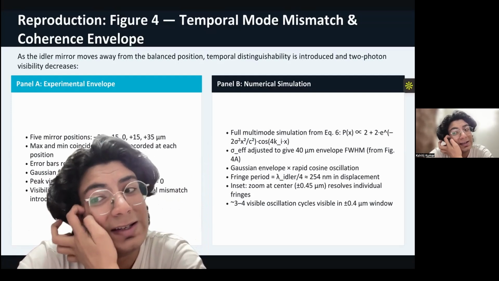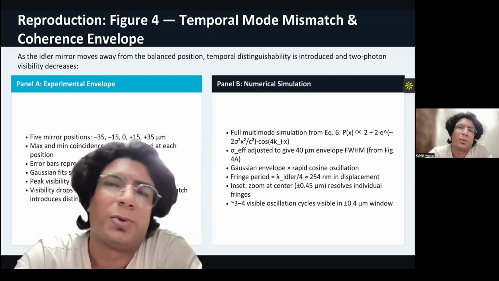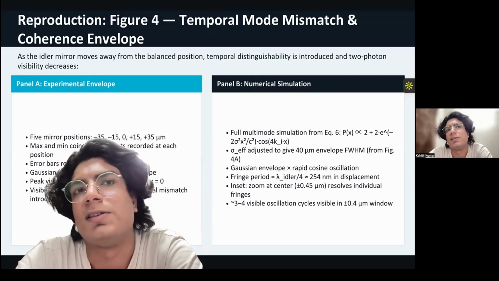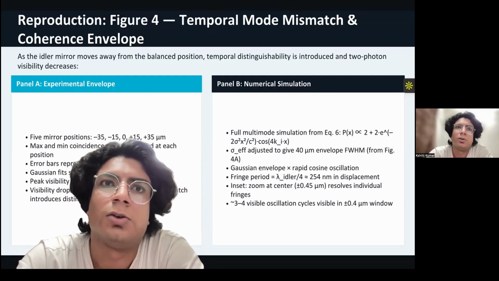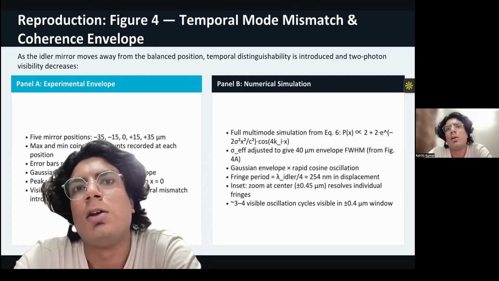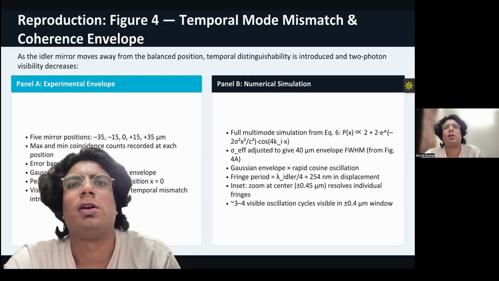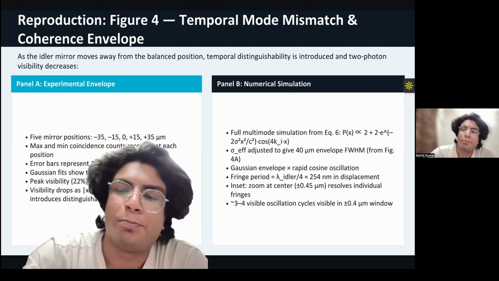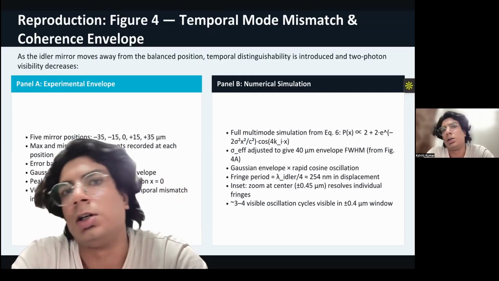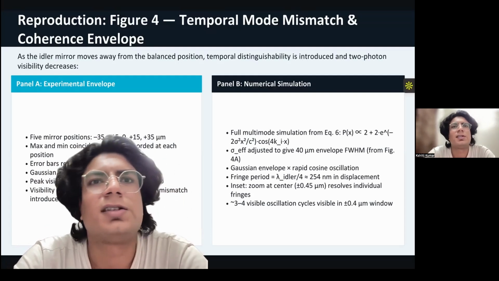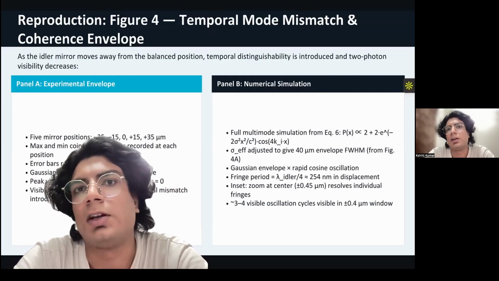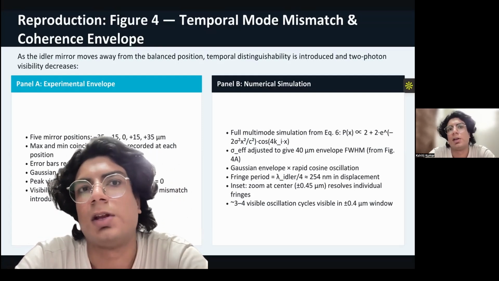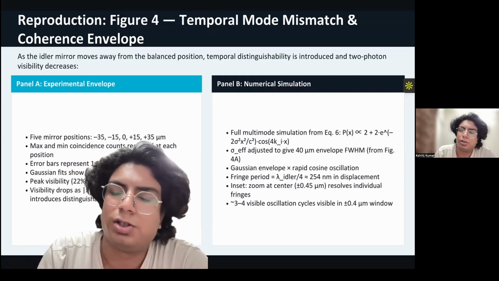So what this is, the probability function P(x) is proportional to 2 plus 2 e to the power minus 2 sigma x squared by c squared, multiplied with cos 4 omega I naught x by c. This formula is fascinating because it has both the exponential decay term as well as the rapid cosine oscillation. Here, we adjust our effective idler spectrum with different sigma factors, and we try to match the 40 micrometer scale, which is the full width at half maximum observed in the experiment.